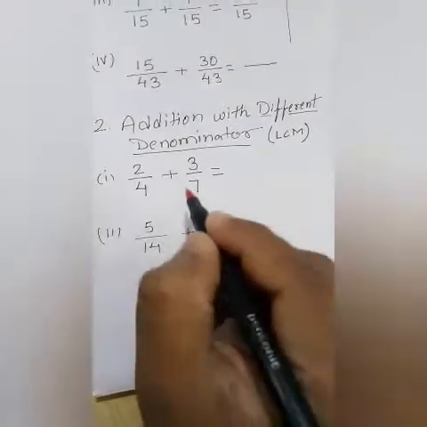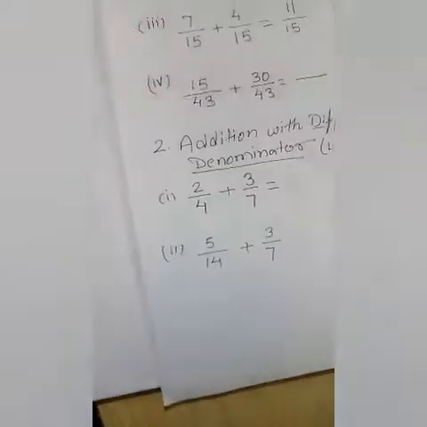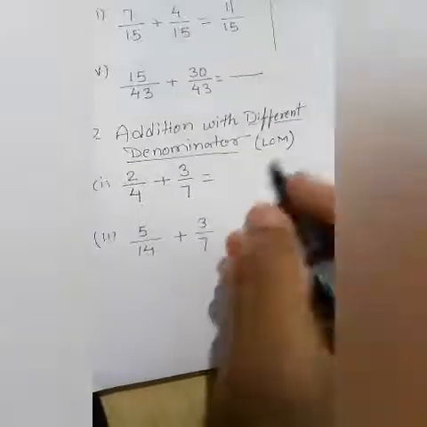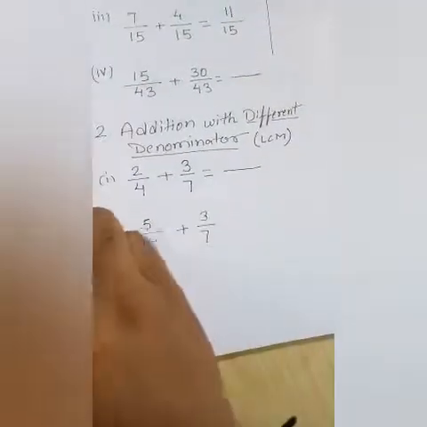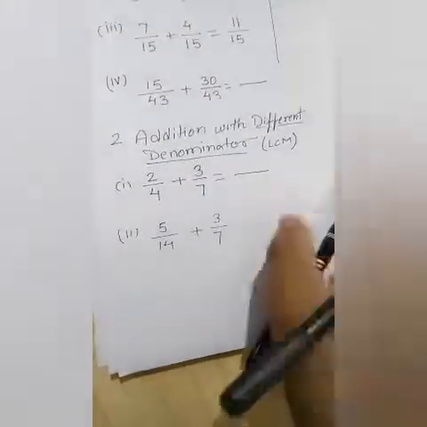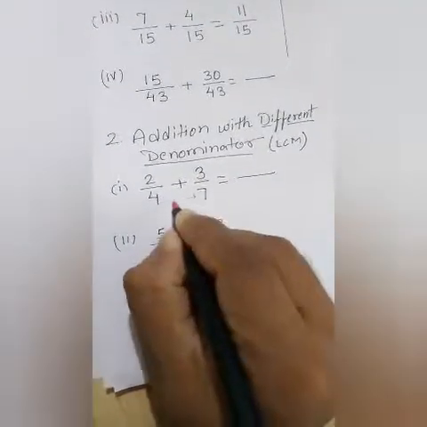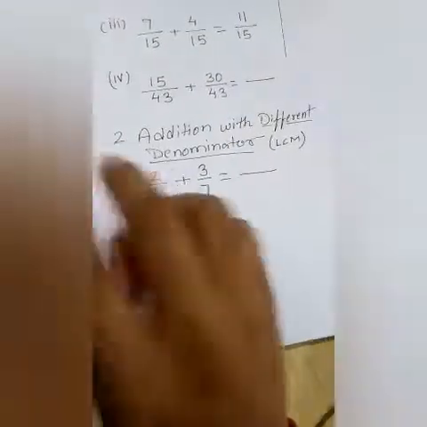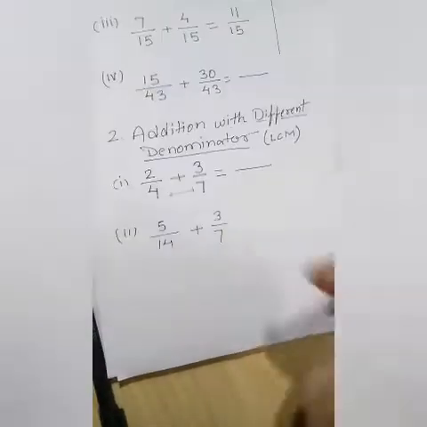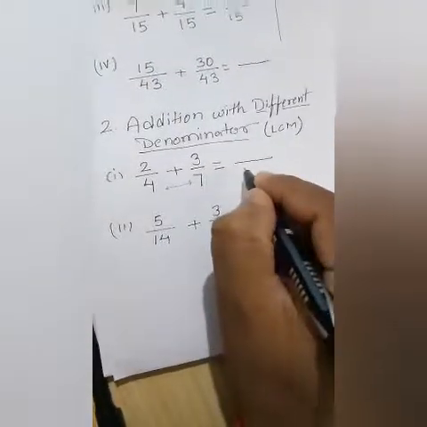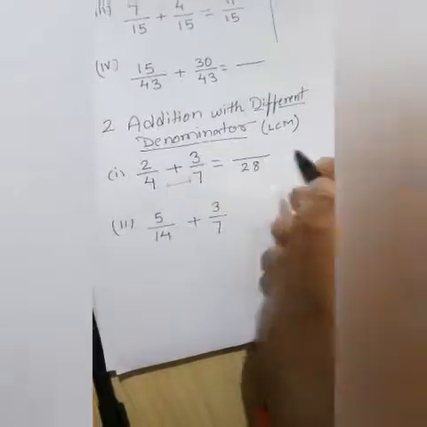Then what you have to do? Very simple. You have to do this process. First thing, for the denominator, you directly multiply these two. Direct multiply them. That will give you your denominator. So 4 7s are 28.